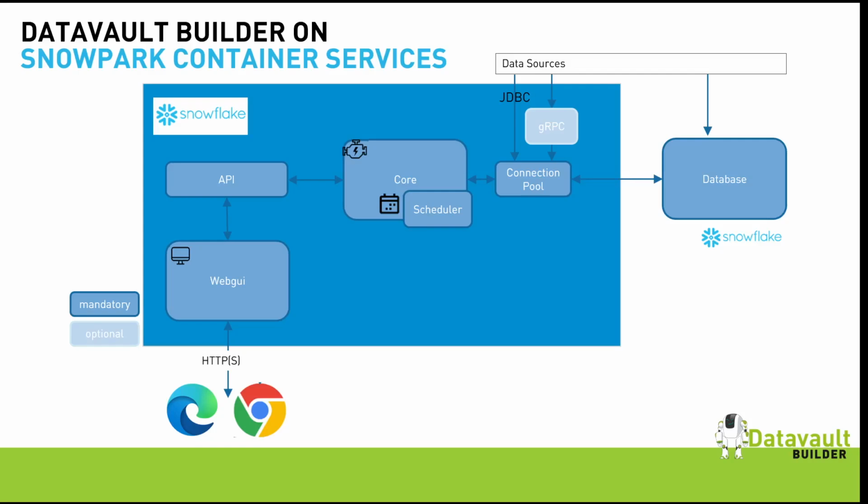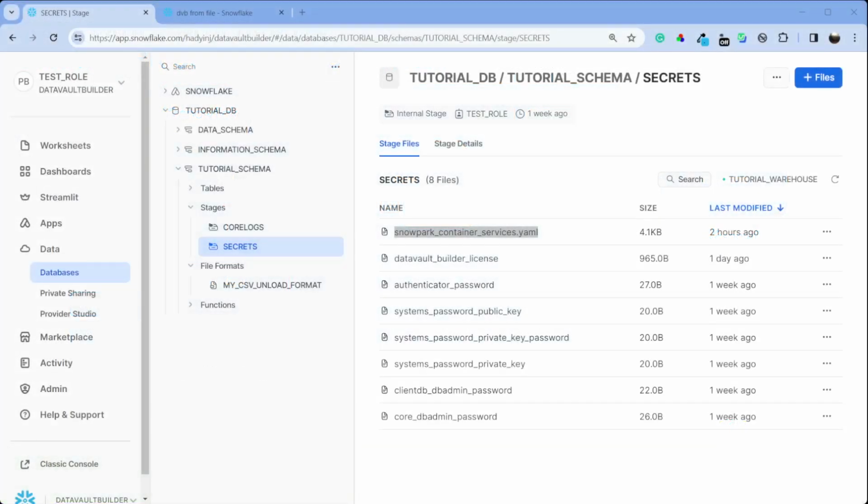So let's switch now to our Snowflake front end. What we see here is that we have created, in a tutorial database and tutorial schema, a secret stage. And here I have uploaded the configuration file that we will use to start up our service. I have uploaded all my passwords that I want to use for the different containers. These are the same files as you're using locally or on Kubernetes, and that we will provide when starting up our containers.